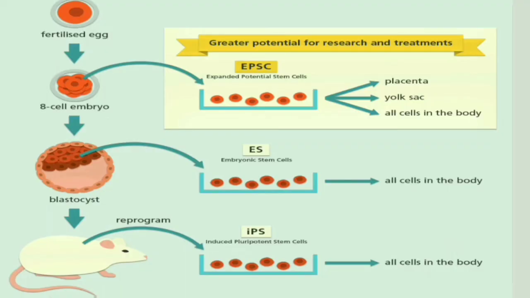This diagram explains that when an embryo is 8-celled, we can create an expanded potential stem cell. These stem cells are used in the creation of the placenta, yolk sac, as well as all cells in the body. The blastocyst is used for the creation of embryonic stem cells. These stem cells create all cells in the body. From a non-pluripotent cell, induced pluripotent stem cells can be created. These can give rise to all cells in the body.